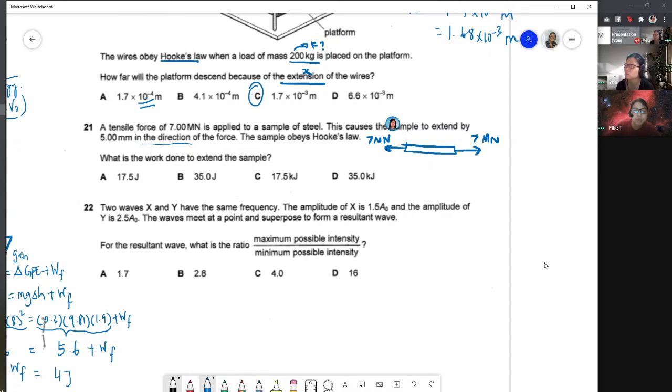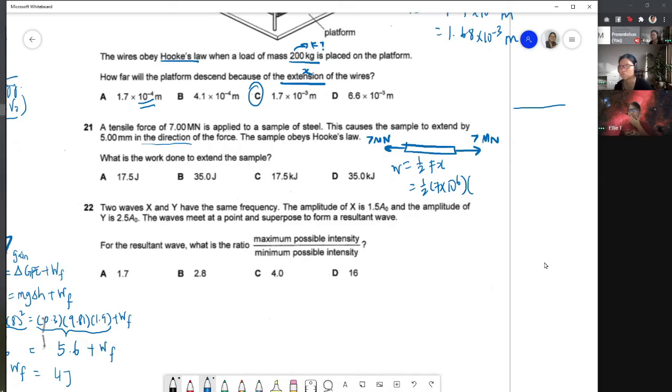Can I use half Fx? Can, because Hooke's law is pretty much like a spring. So half Fx. But the force, should we use 7 meganewton or 14 meganewton? 7. But then the left side also has 7, the right side also has 7.